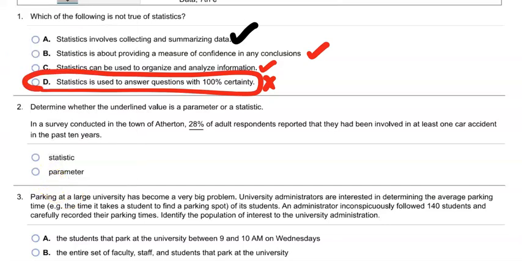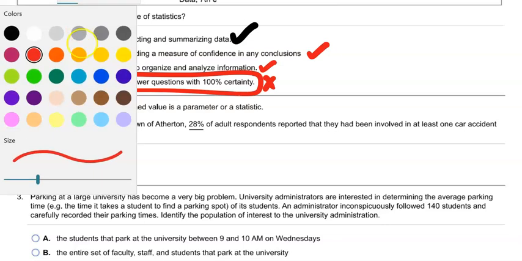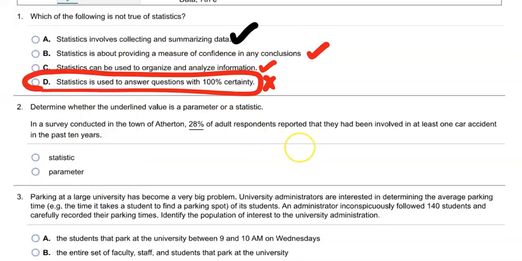Okay, the next question. Next question is about parameter and statistic. Statistic is the topic here. Number two: determine whether the underlying value is a parameter or a statistic. Parameter and statistic are two different words here. A parameter is a numerical summary of a population. A statistic is a numerical summary of a sample.